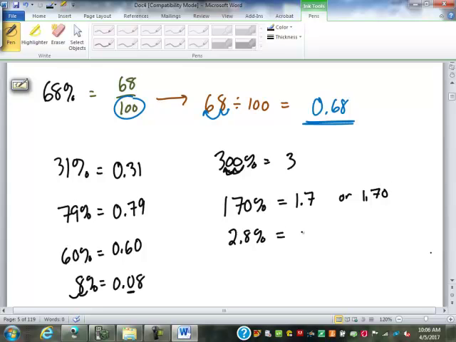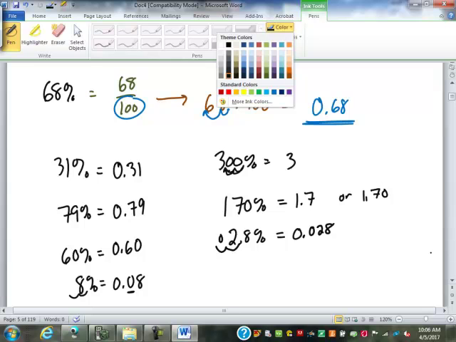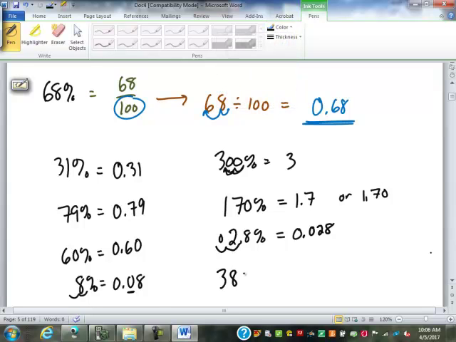2.8% is going to become what as a decimal? Perfect. 0.028. Because we still have to go over 2 spots from that, there is a 0 in there. 326.9%. Perfect, 3.269. So we're just dividing by 100, or, like I said, moving that decimal 2 spots to the left.